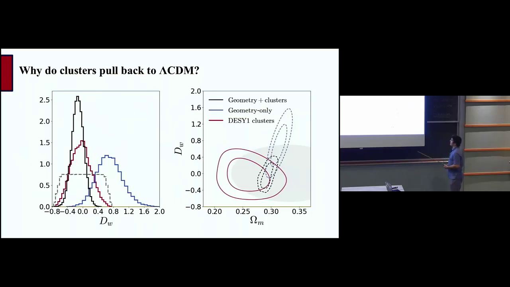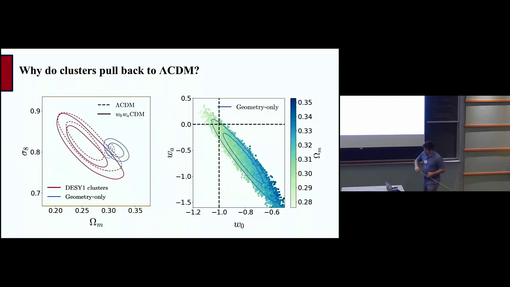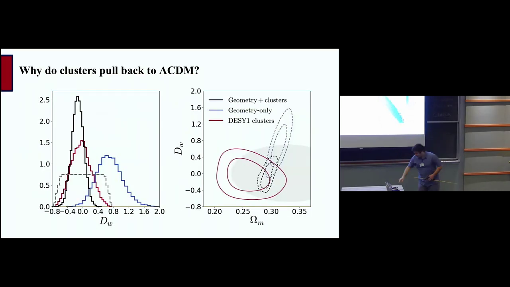Actually, sorry, let me just go back. If you define the direction along this degeneracy line, you call that dW. At the same time, you find that the clusters actually constrain that fairly well, at least within the prior that's set by the simulations. So you have a degeneracy between dW and omega m. This is what you see in the geometry-only data, and then the clusters are coming in at lower omega m, so you're pulling along this degeneracy direction, and you also prefer a dW closer to 0.